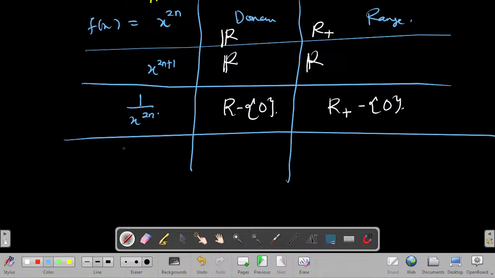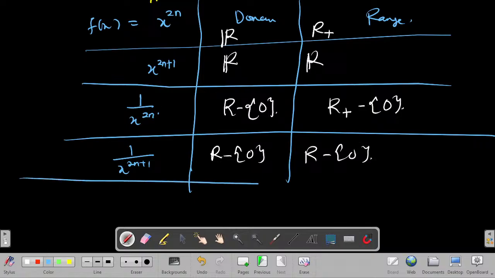Then we come straight to the next, 1 over x to the power 2n plus 1. Of course, I think you can relate that this will simply give us R minus 0 for the domain, and R minus 0 for the range.